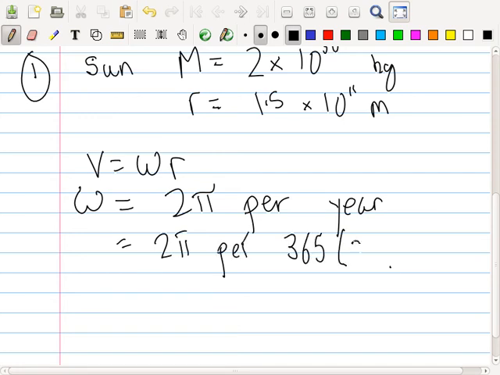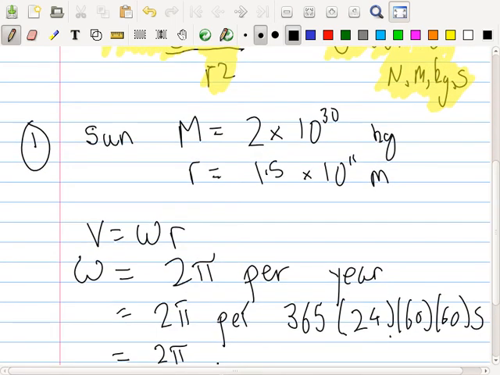365 days, multiplied by 24 hours, 60 minutes, 60 seconds. So can you type that number in, please? 2 pi divided by 365 times 24 times 60 times 60. It will be 1.13526 times 10 to the power of minus 10.